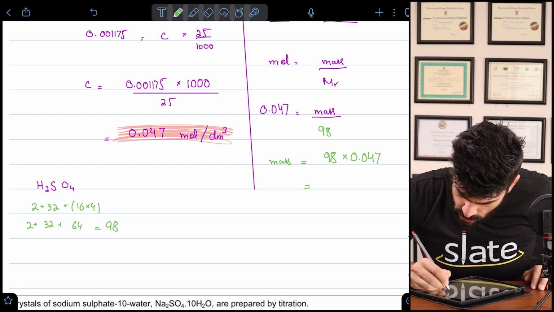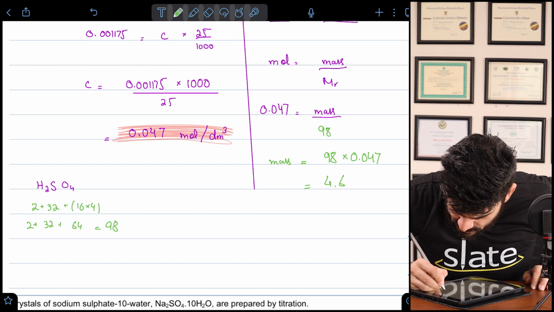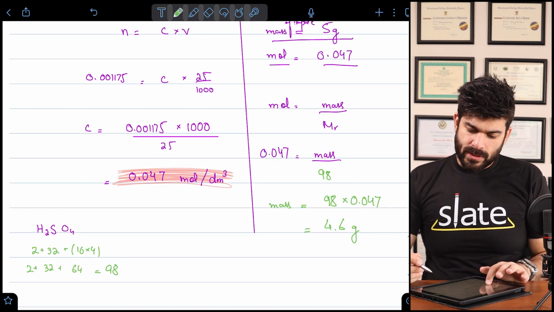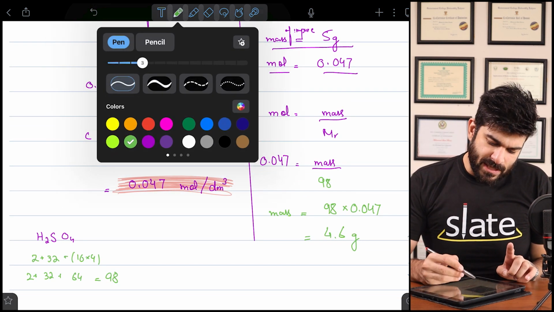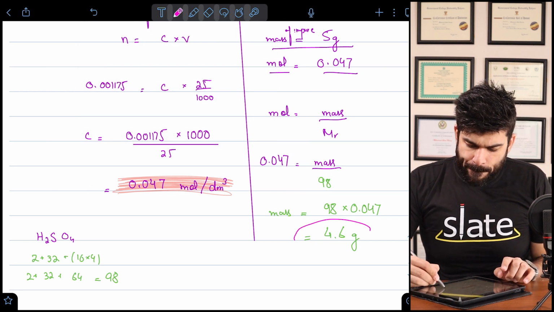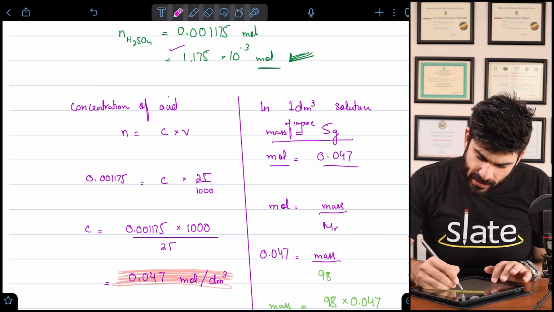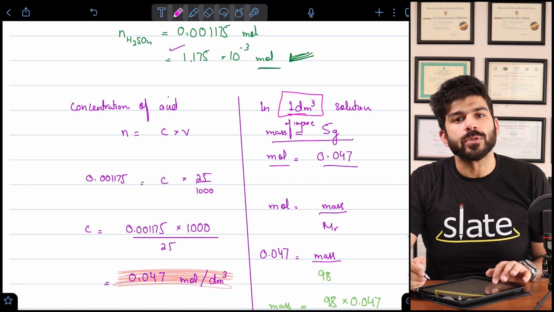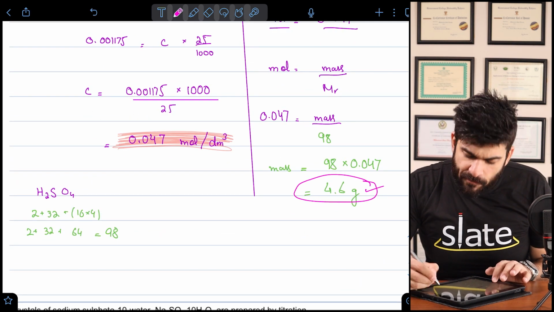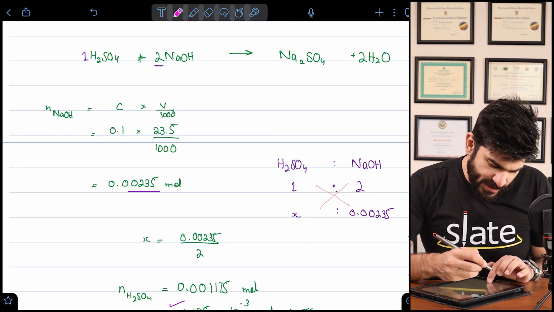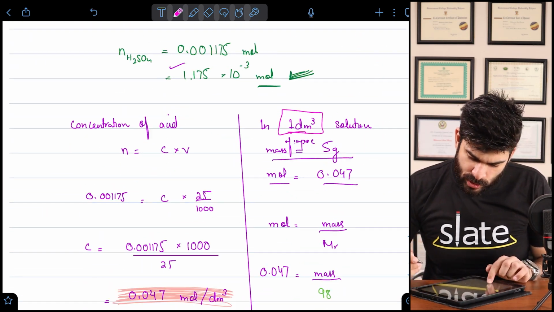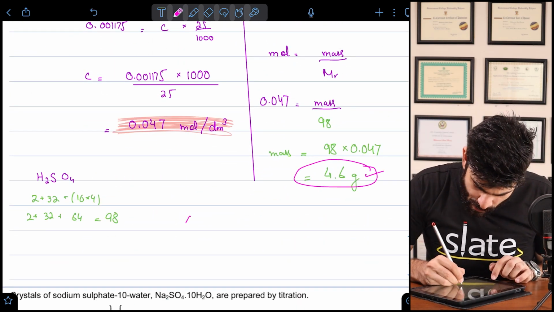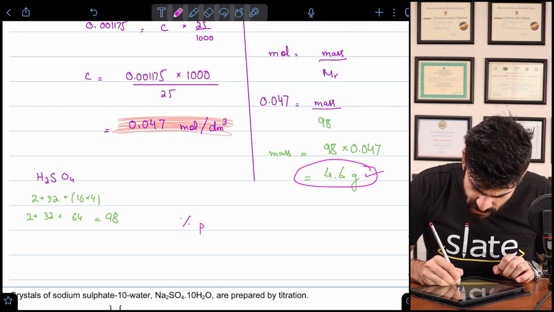The answer is 4.6 grams. So students, this mass is the mass of pure, but in 1 decimeter cube of solution. So we have the mass of pure in a dm cube solution. We had the mass of impure in a dm cube solution. We'll simply incorporate the value in the formula of percentage purity.